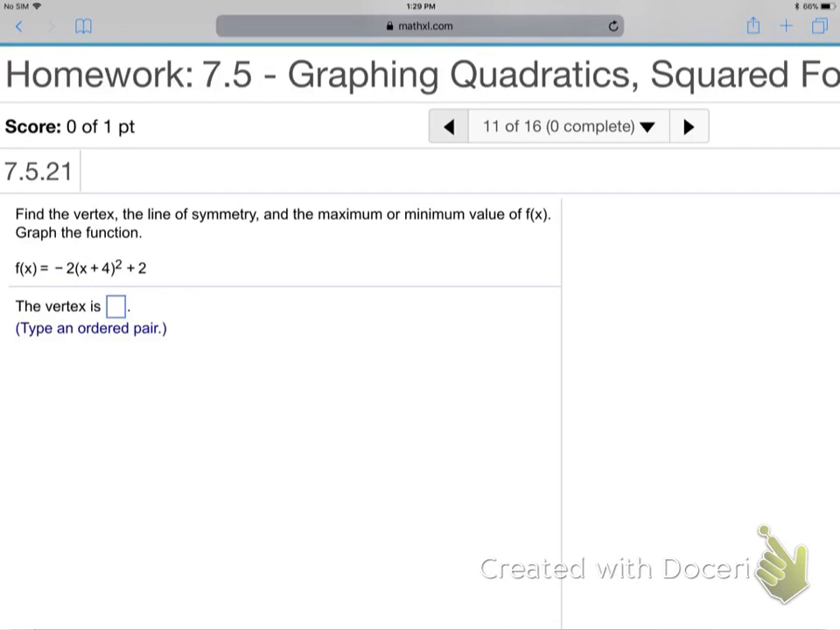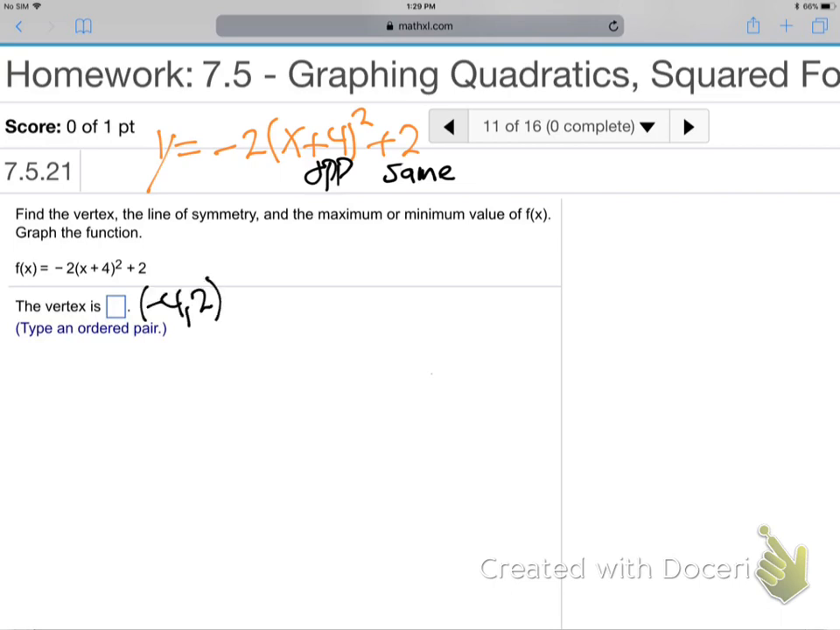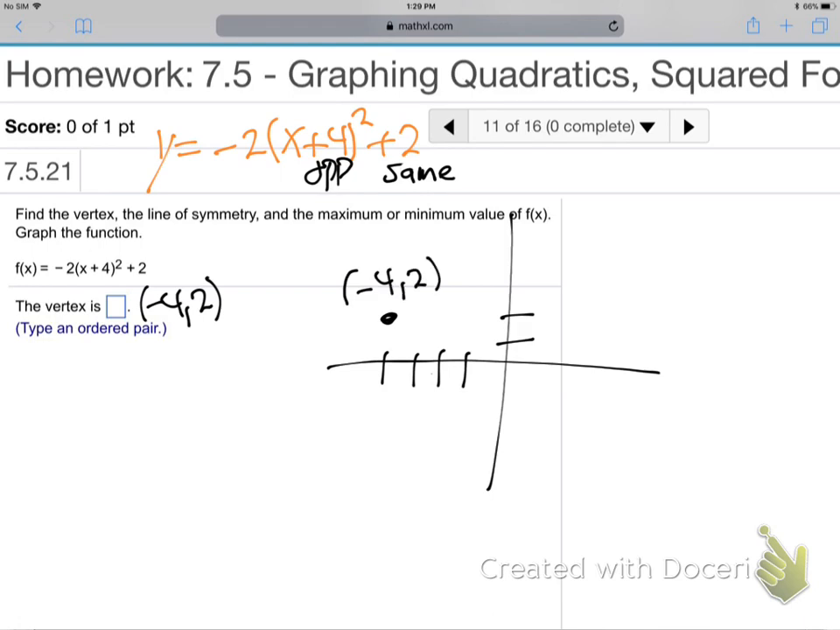So start by finding the center of the U shape. And that's opposite same, right? Opposite same. So what's the center? Negative 4, 2. Negative 4, 2. The vertex is negative 4, 2. So put that on your graph. Everybody good there? Opposite, same.